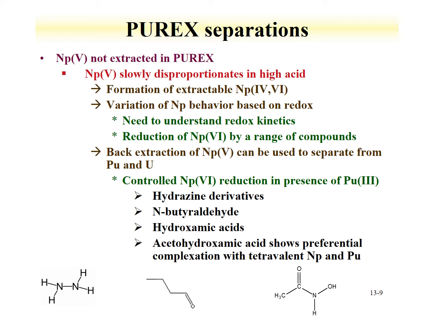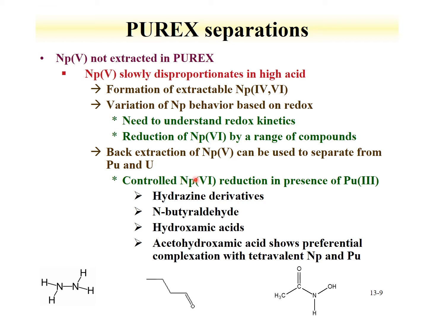One of these compounds is acetohydroxamic acid, which is shown here. And acetohydroxamic acid is preferentially shown to complex with tetravalent species, including tetravalent neptunium and plutonium. And this has been used to help control its behavior in proposed separation systems.